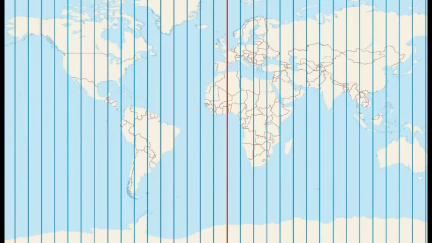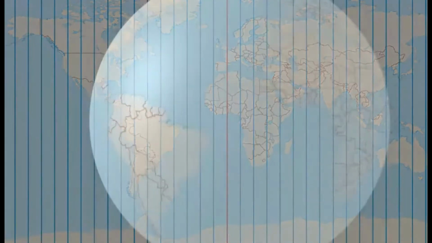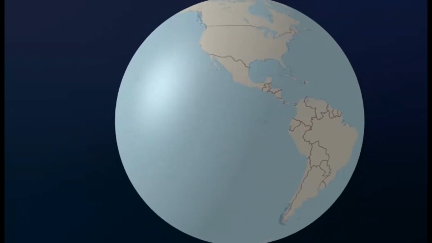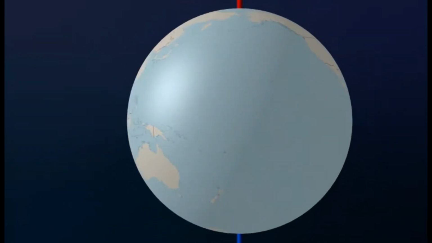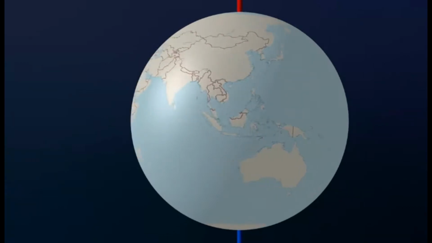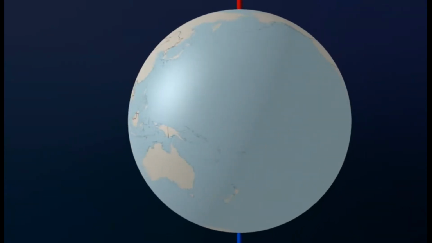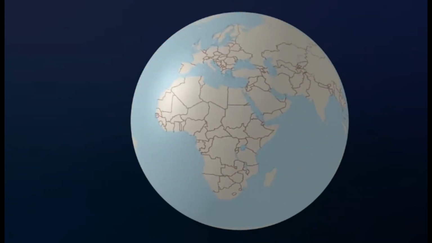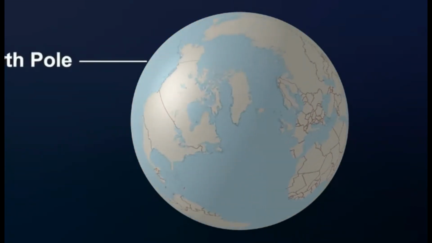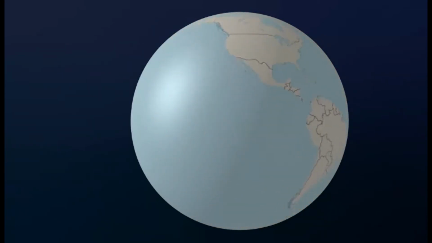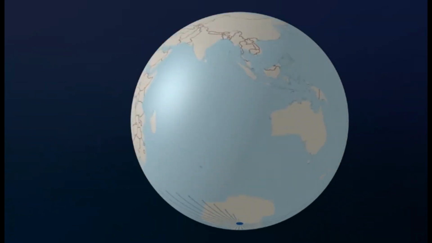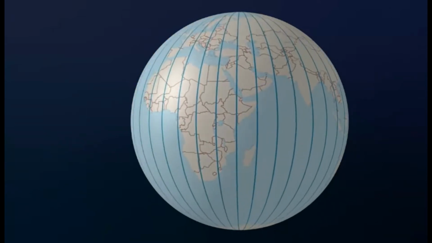As you know, the Earth is a spinning sphere or ball. The center of the Earth is a line called the Earth's axis. The axis meets the Earth's surface at 2 points, the North Pole and the South Pole. Each meridian runs between the North Pole and the South Pole.